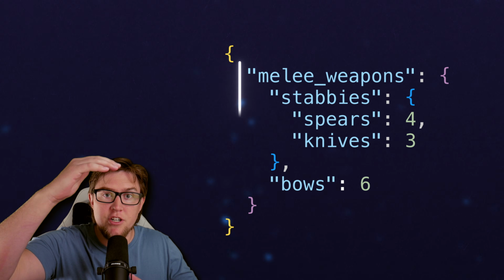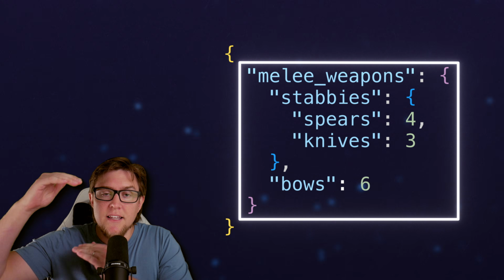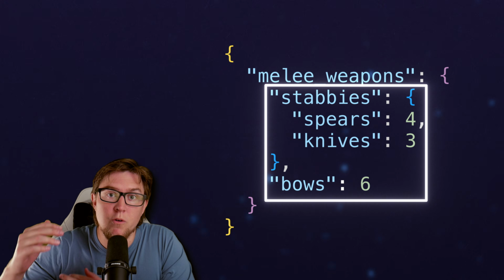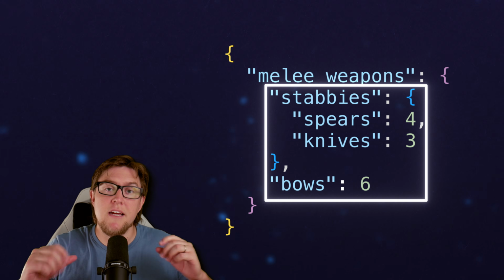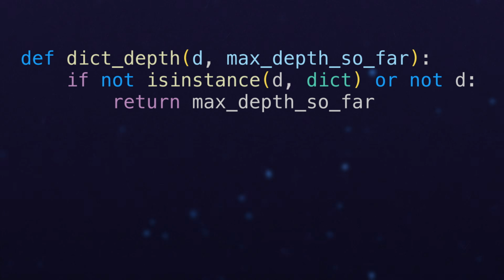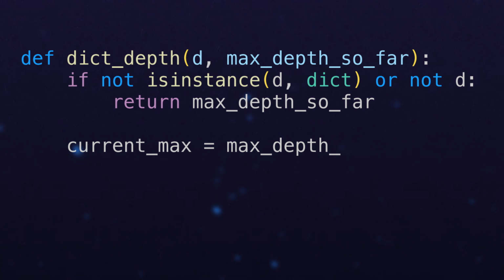Okay, now we need a recursive case. We need to figure out how to go from the top level dictionary to the next level nested dictionary, or dictionaries, because there can be multiple key value pairs. So first, we'll set a current_max variable equal to the max_depth_so_far. And the purpose of this variable will be to keep track of the max depth of all the nested dictionaries at this level.